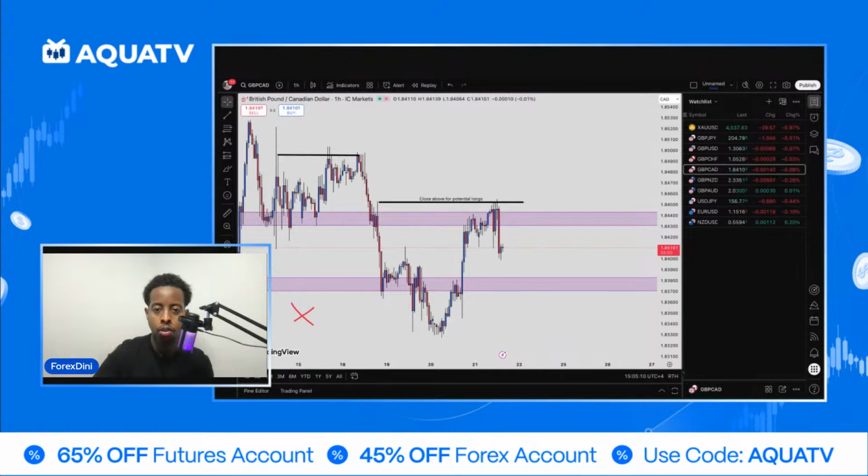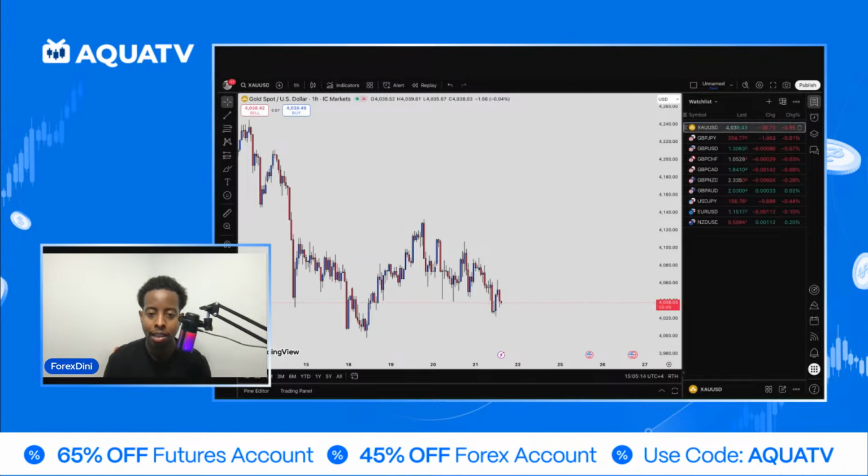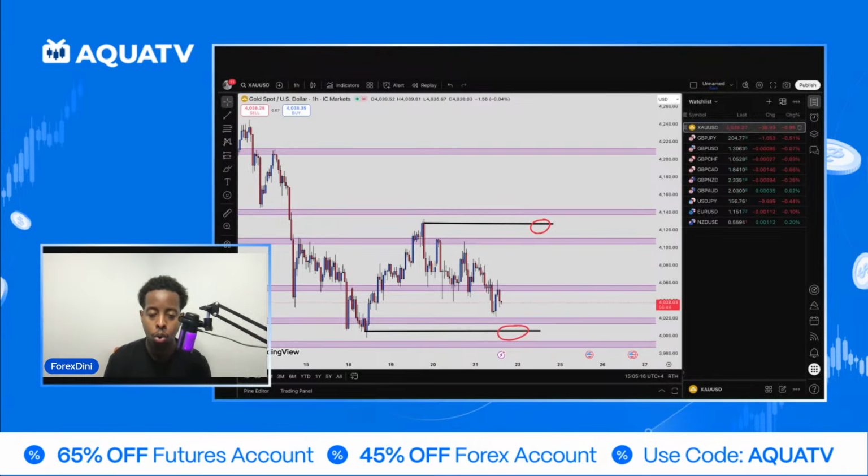Gold short. Going back to gold, we need to see whether it's short or long. I want to see price break below these two points. Break above this point or break below this point. Until then, there is no setup.